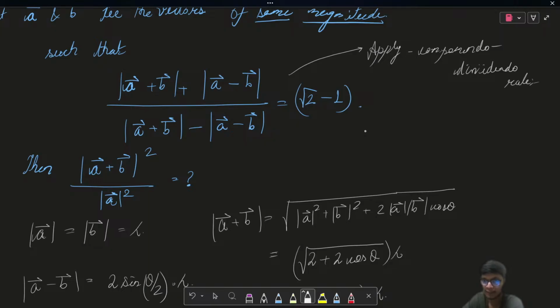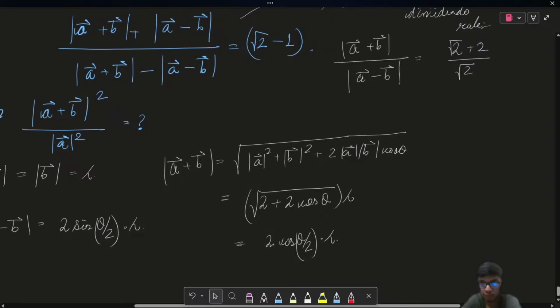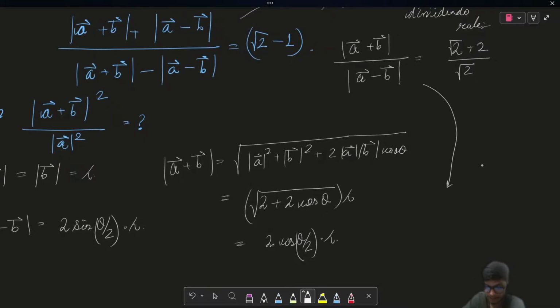All right. So if I apply the componendo and dividendo rule from here, I will have mod of A vector plus B vector divided by mod of A vector minus B vector. And this will be equal to root 2 plus 2 by 2. Sorry, by root 2, right? Yes. So now I can further simplify these values by putting them into this expression over here, and this will turn out to be a simplified expression.